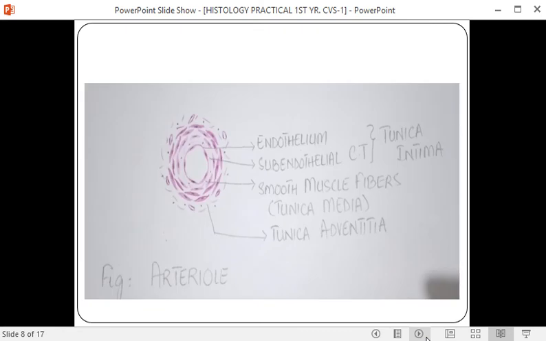The innermost lining is endothelium, which is made up of simple squamous cells. Then is subendothelial connective tissue. Then is tunica media, which is composed of 3 to 5 layers of smooth muscle fibers. And then the outermost layer, tunica adventitia, which is made up of connective tissue fibers, capillaries and fibroblasts.